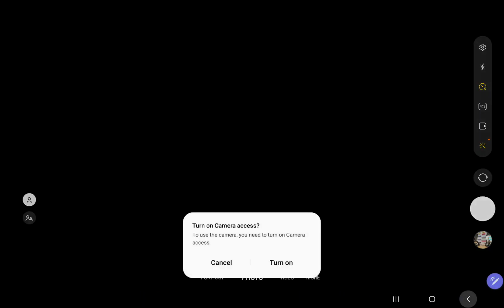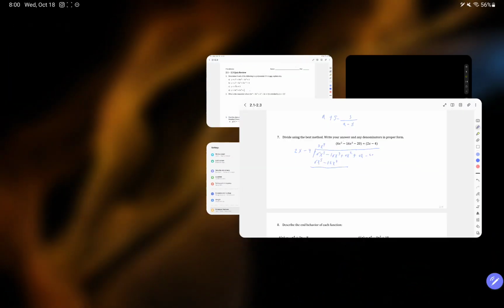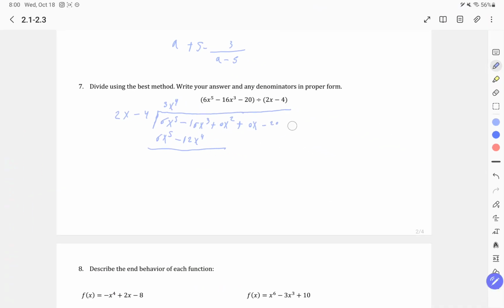Oh, there's no placeholder for this. Oh my god, it went to camera. There's no placeholder for this. See, I already messed up because I did not follow the right one. So right here, I already messed up by not recognizing the placeholder in between 6x to the power of 5 and negative 16x to the power of 3. Wow, I really messed up on that. So now we're going to fix it.